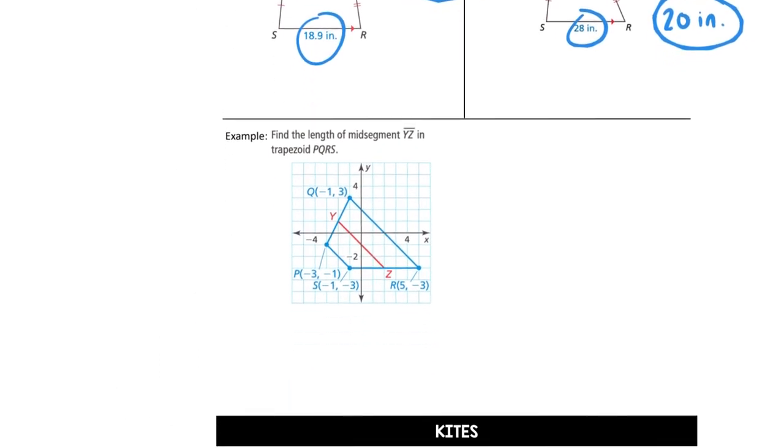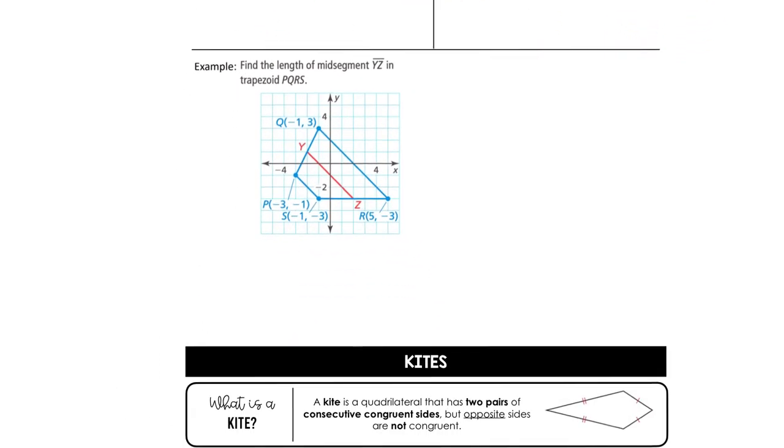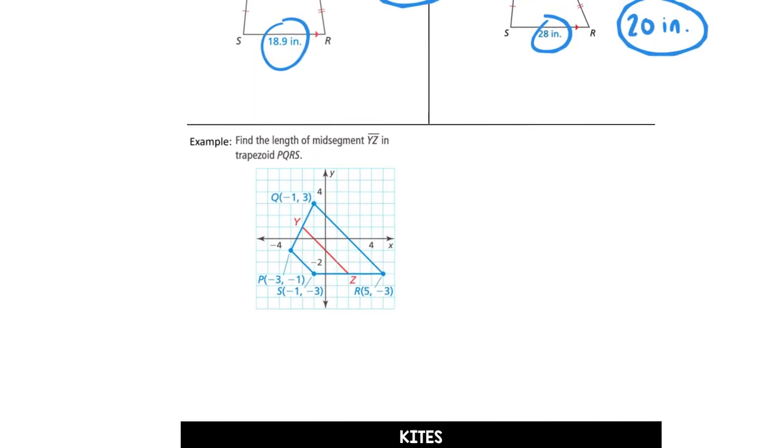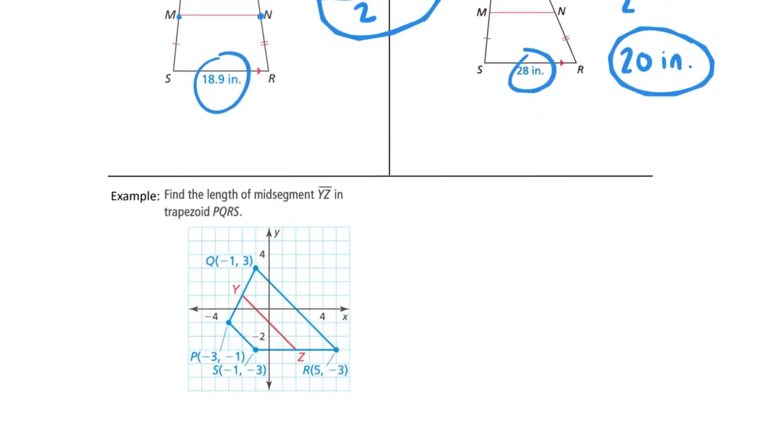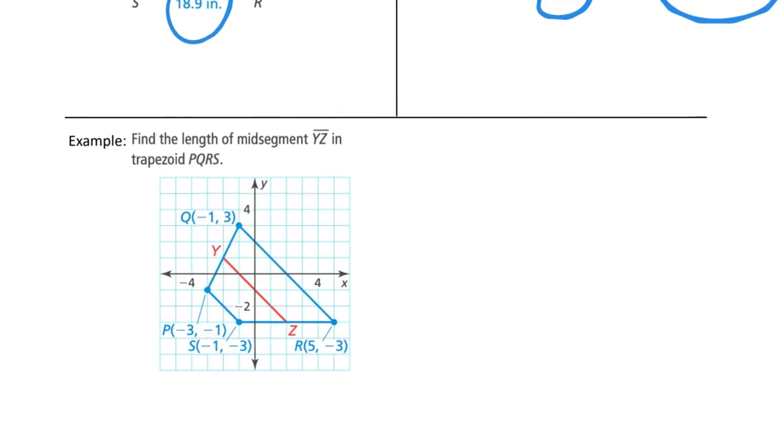This one's kind of time consuming. So this is one, and then after this we get to kites. But I think I might just kind of talk through this one. I don't know that I'm going to do it all the way through. So it says find the length of midsegment YZ in trapezoid PQRS. So you have to use the distance formula. So you're going to use the distance formula to find the distance of this. And I'll show you that. So that's called, I'm going to call that segment SP.